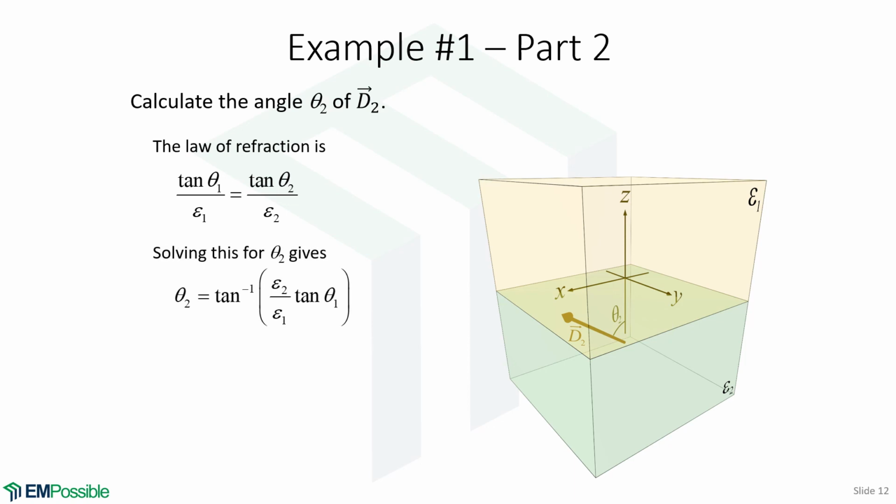Now we can plug in our numbers. So the epsilon 2 is 4.4, epsilon 1 is 2.0. We just calculated this angle theta 1, it's 55.9 degrees. And if we do the math, the angle that the field D2 makes with respect to the surface normal is 72.9 degrees.